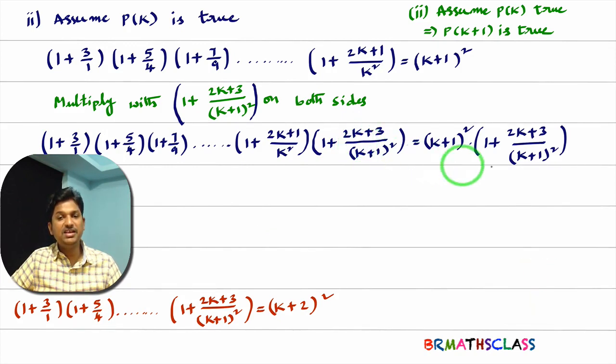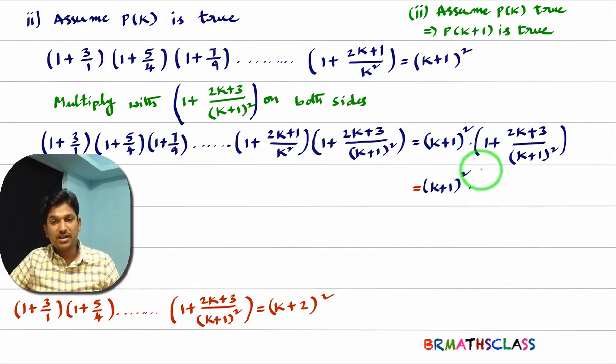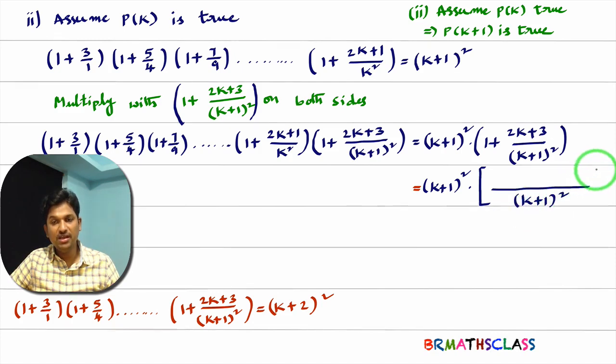The only thing we need is, after simplifying this right hand side part, we are trying to get this x plus 2 whole square. You just start simplifying this right hand side part. K plus 1 whole square into, here what is the LCM? LCM is k plus 1 whole square. Okay. What will you get in the numerator? 1 into k plus 1 whole square, that is k plus 1 whole square plus 2k plus 3.